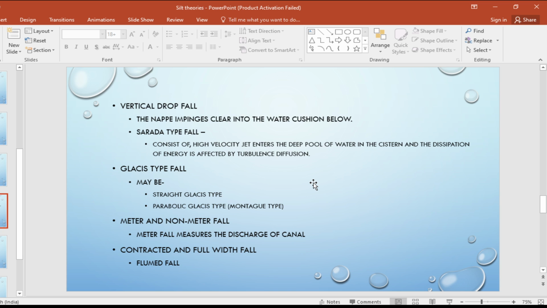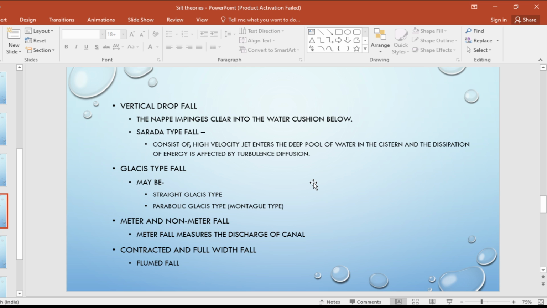Next is the glacis type fall. The glacis type of fall utilizes the standing wave phenomenon for energy dissipation. The glacis fall may be straight glacis type or parabolic glacis type. Commonly, the parabolic glacis type is known as Montague type.